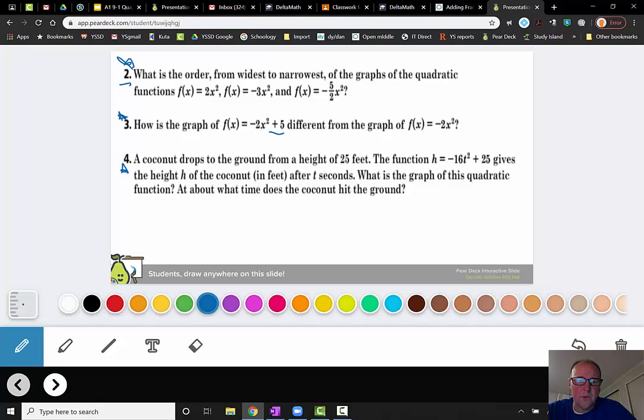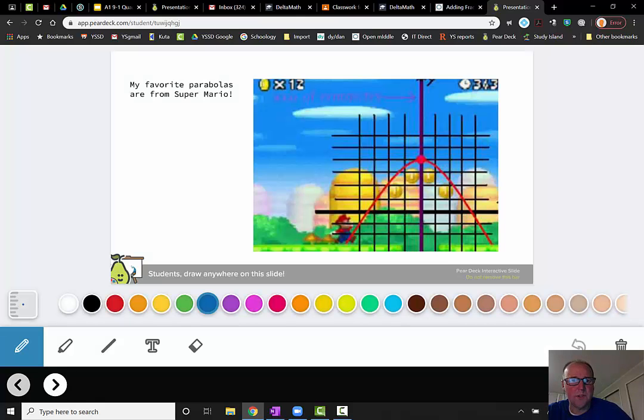And what I'll try and do with each of these is put in something fun at the end. My favorite parabolas are all from Super Mario. We're all trying to get some work done. We're trying to have some fun when we can. So there's a parabola for you. And if you want to, you can add in anything else that you'd like if Super Mario is your game.